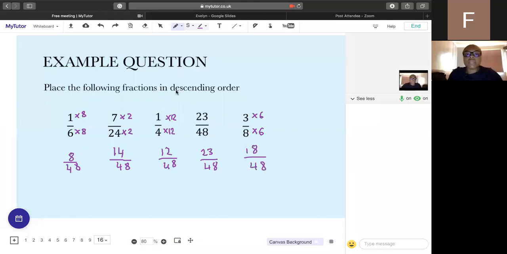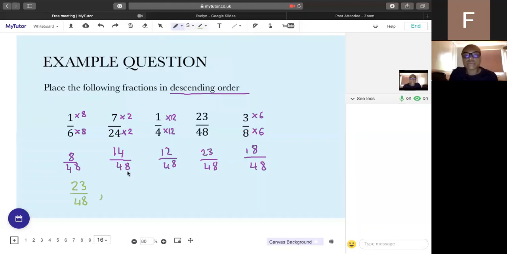So now we want to place it in descending order. So we want to start with the largest and go down until we get the smallest. So the largest is 23 over 48, because that's our largest numerator. Then the next one would be 18 over 48, then 14 over 48, 12, and then 8. So what we want to do now is write down the original fractions, not the fractions that we've just calculated. So it would be 23 over 48 first. That's exactly the same.